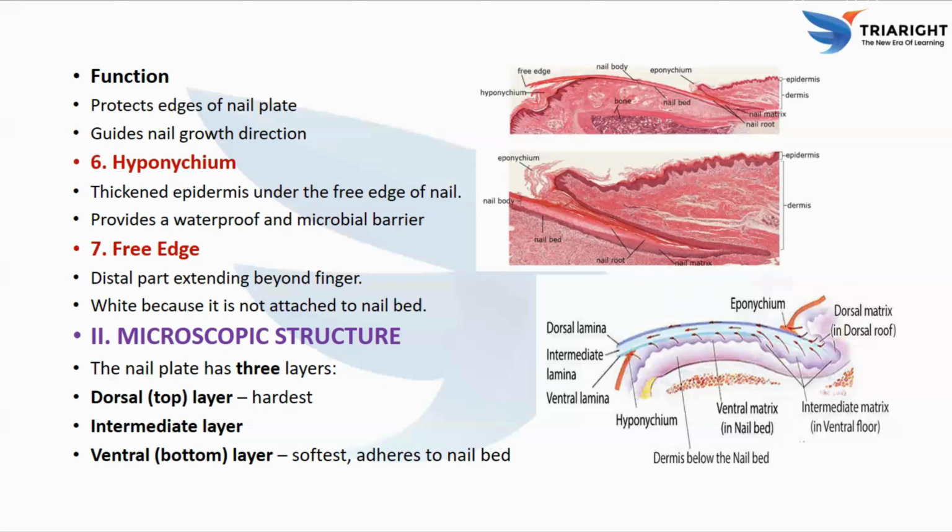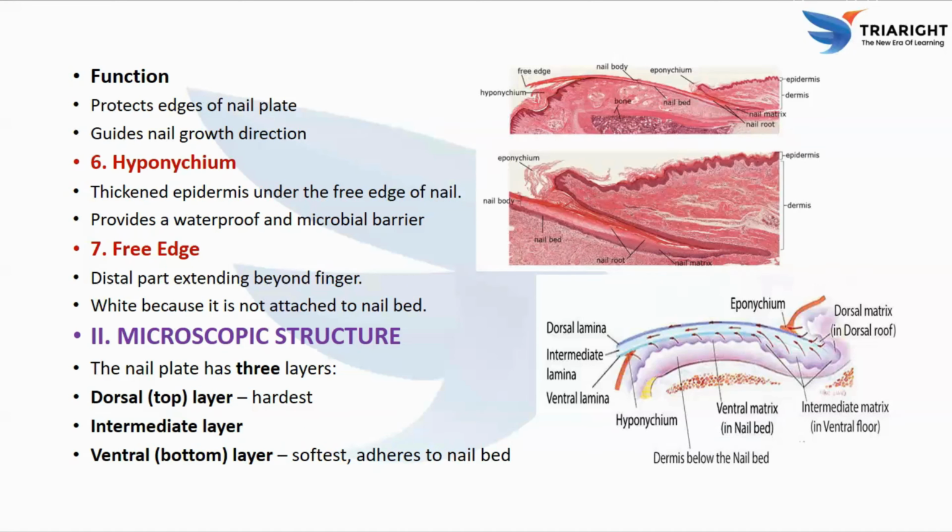So this structure is why aggressive cleaning under nails or nail picking can cause pain, bleeding or infection. So the hyponychium gets damaged. So this is about the hyponychium. And next is the free edge. So what is the free edge? It is the distal part of the nail that extends beyond the fingertip. So it is the part that we cut during the trimming.